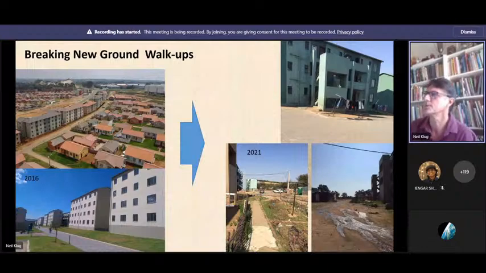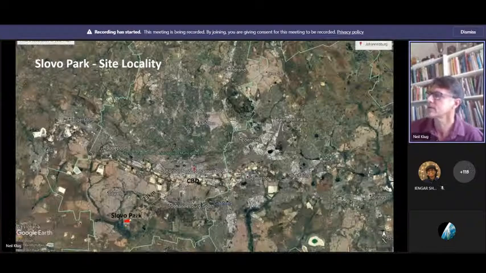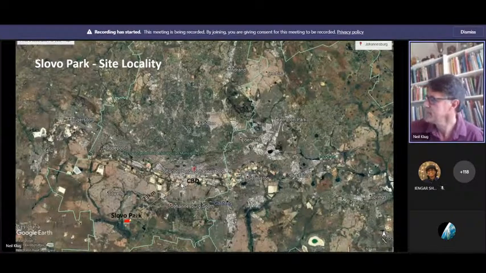So coming down to Slovo Park, it's an informal settlement about 23 kilometers from the CBD of Johannesburg. Here you see the mining belt running through the center. Here's the old township of Soweto.